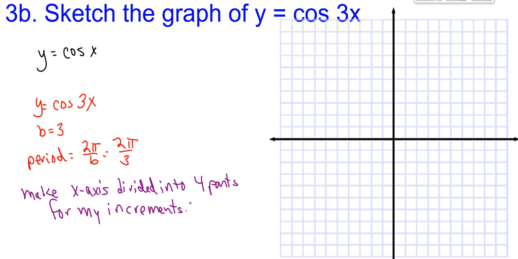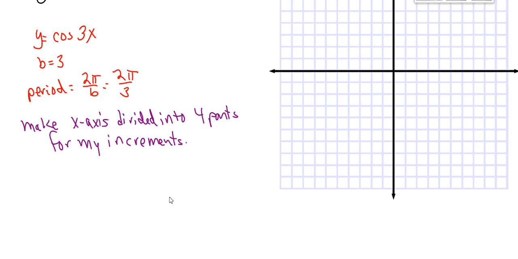To think about that, I'm going to take my period, which I know, in a basic cosine function like the black one, will go from 0 to 2 pi. And I'm going to take this period, 2 pi over 3, and divide that by 4. So that's 2 pi over 3 times 1/4, and I'll get 2 pi over 12, which is pi over 6.